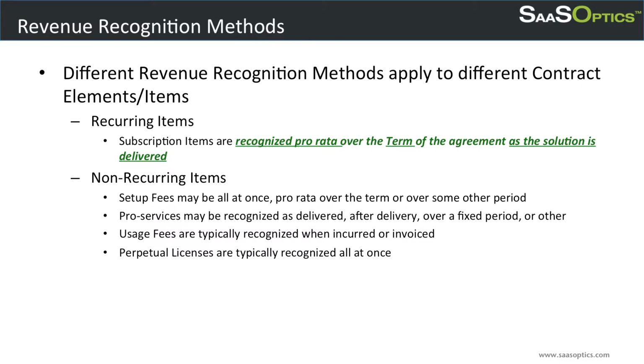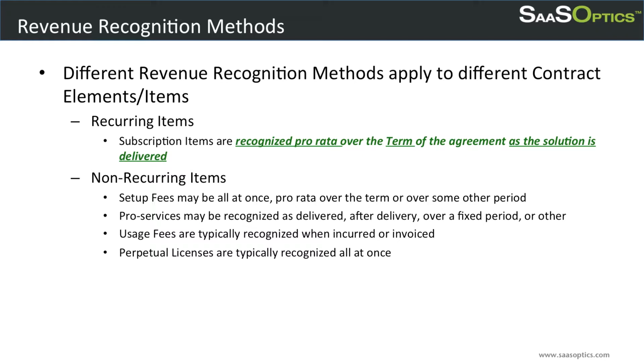So now to the heavier stuff. Different revenue recognition methods apply to the different contract elements. This is a really important concept, and you've got to get your head around this as well, because this is the essence of revenue recognition. The recurring items are almost always, almost by definition, subscription items that are recognized pro rata over the term of the agreement as the solution is delivered.